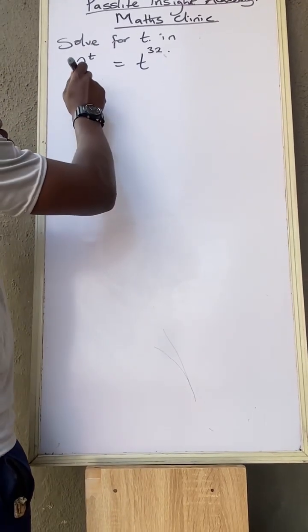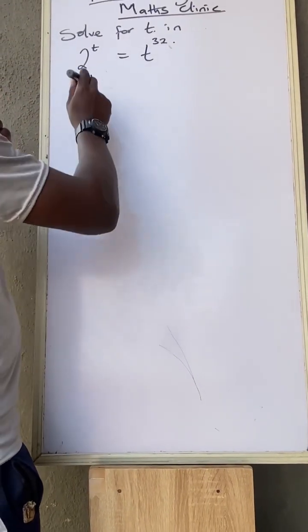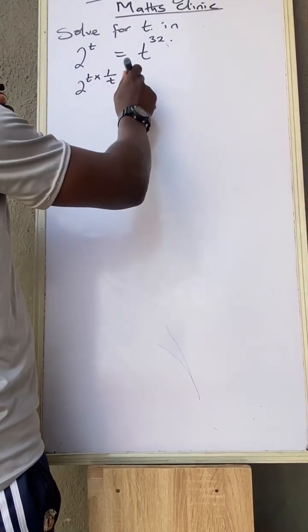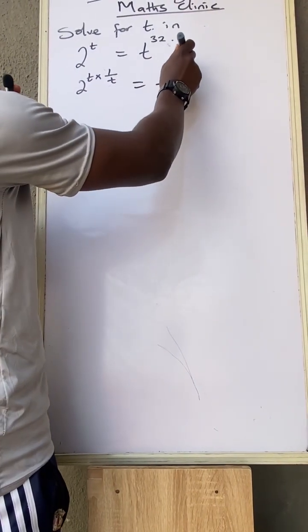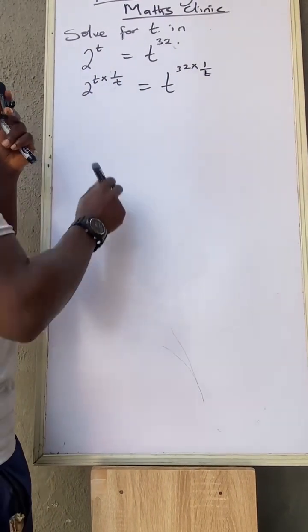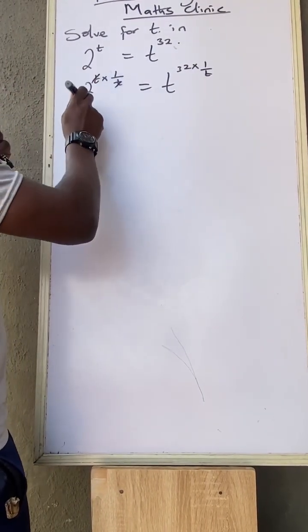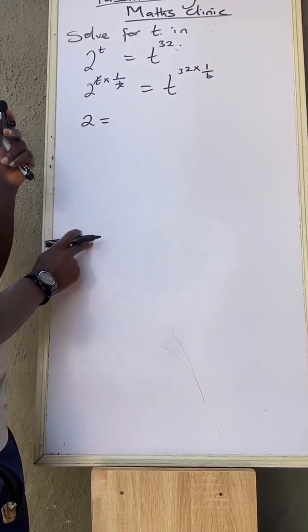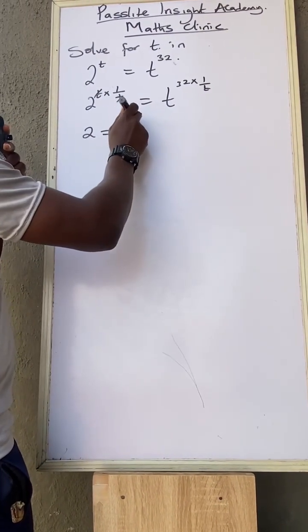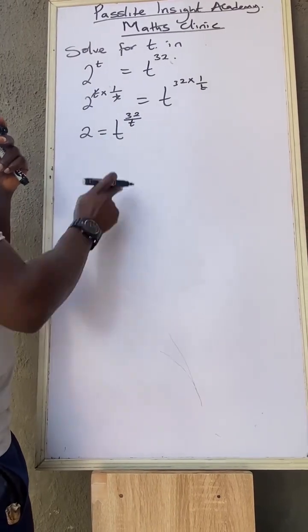So 2 raised power of t, let's cancel it: times 1 over t. We are doing that to both sides. t raised power 32 times 1 over t. We multiply this to both sides. So t cancels t, so 2 is equals to t raised power 32 times 1, that is 32 over t. Also, I've cancelled t here.